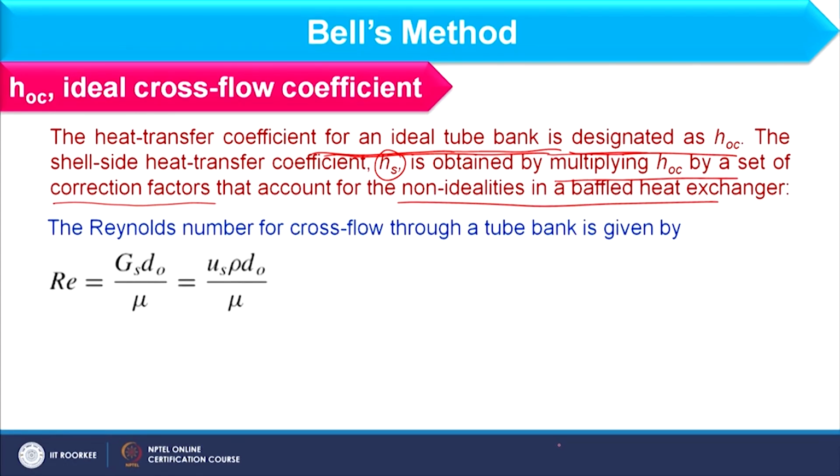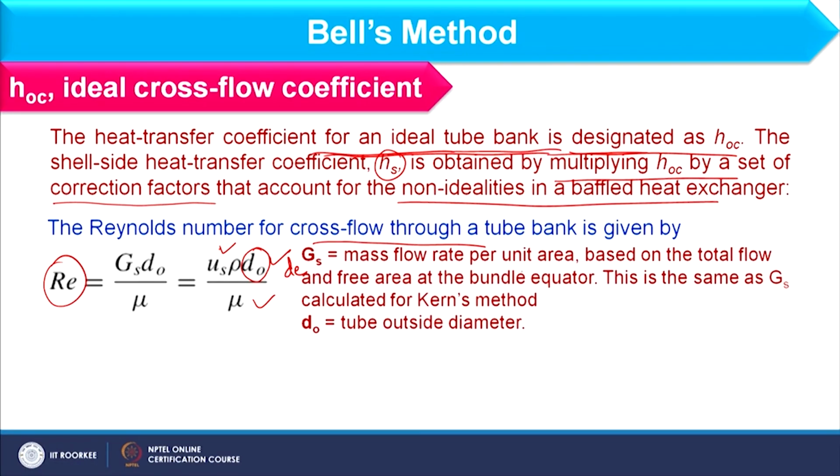For that, we have to calculate the Reynolds number for cross flow through a tube bank, and Reynolds number is basically a function of shell side velocity, density, dO and mu. So, here you should consider dO instead of dE. Equivalent dia we do not have to consider here. Okay.